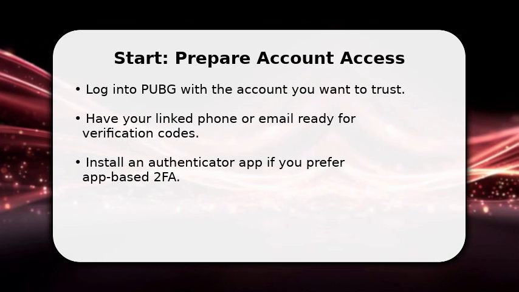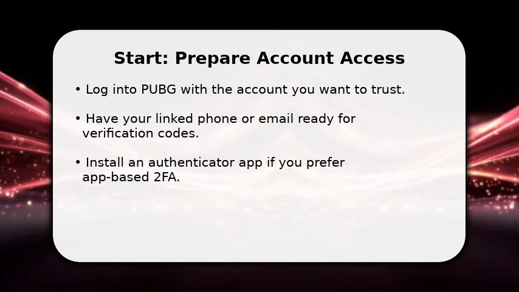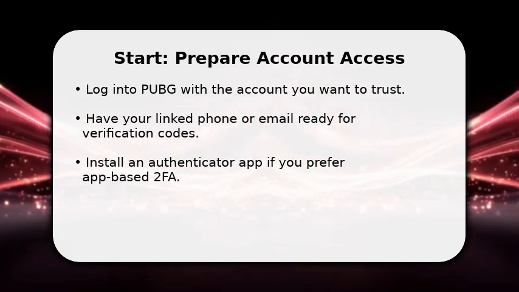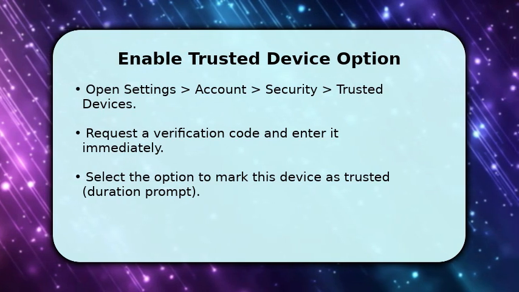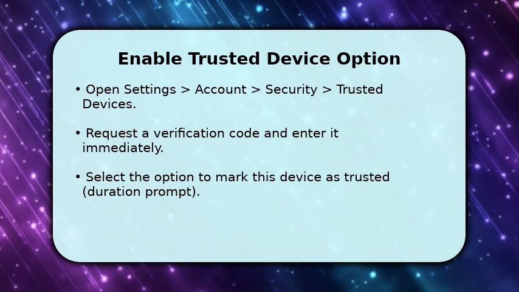Then go straight to account settings and choose security to begin the trusted device flow without delays. Once in security, choose trusted devices and request a verification code. You must enter that code exactly as received, so copy it quickly.